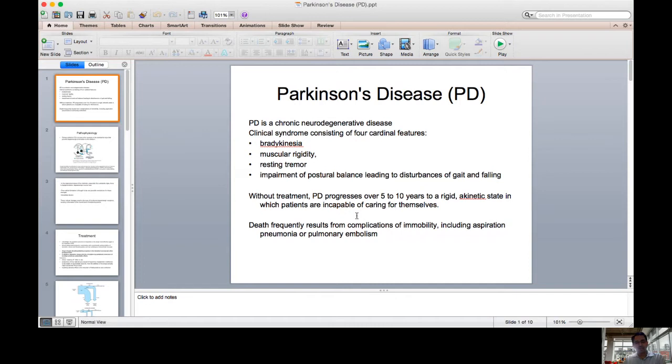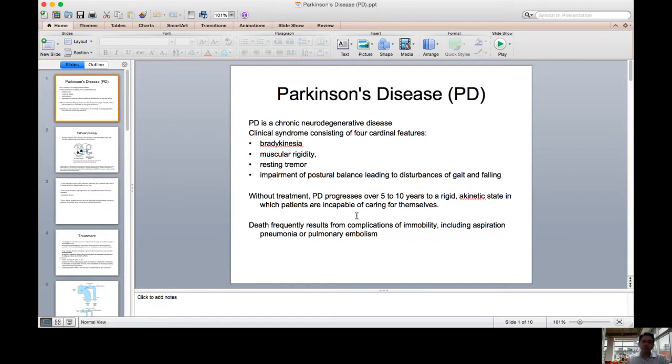And the classic progression of the disease is what? Without treatment, Parkinson's disease progresses over 5 to 10 years to a rigid akinetic state in which patients are incapable of caring for themselves. So these symptoms, which earlier start as mild to moderate, go on progressively increasing in such a way that the patient eventually becomes akinetic.